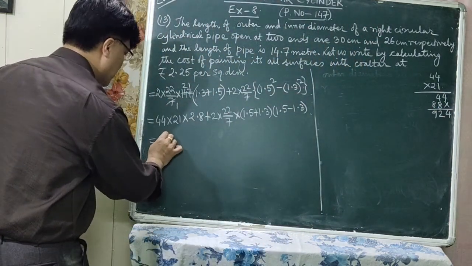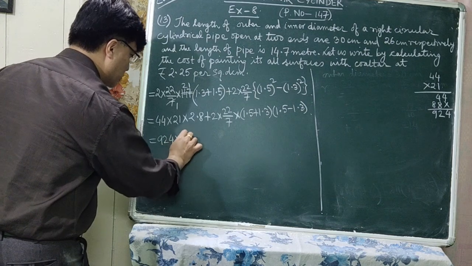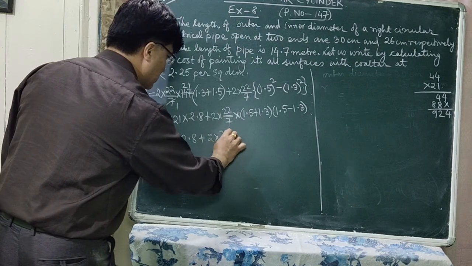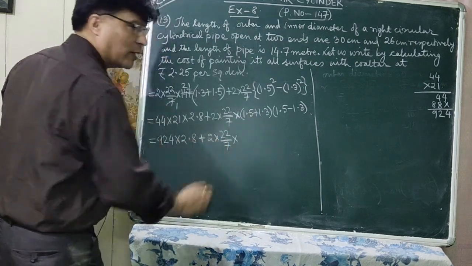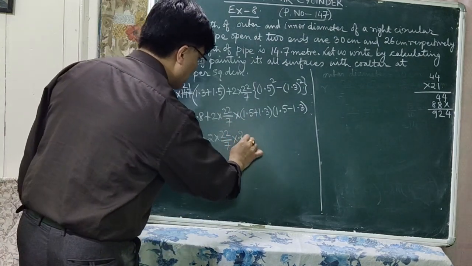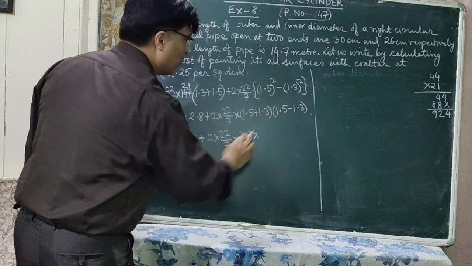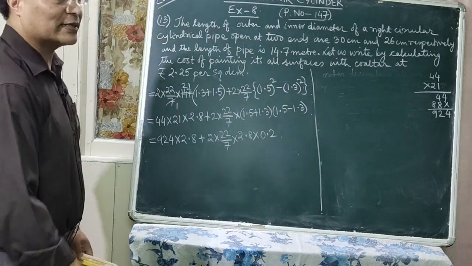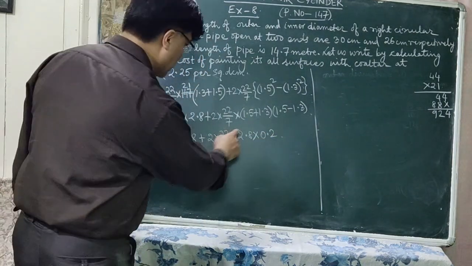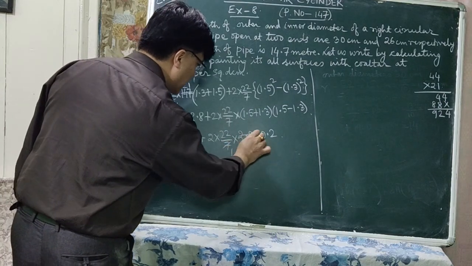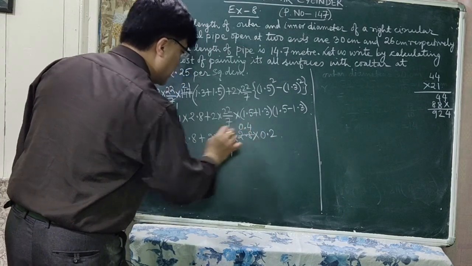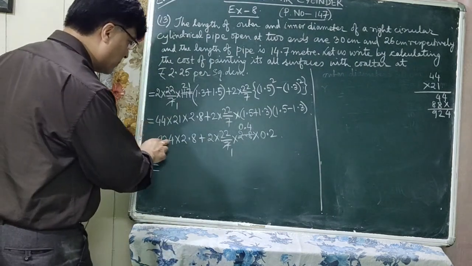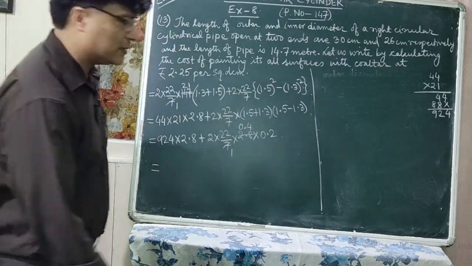So here you write 924 into 2.8 plus 2 into 22 by 7 into what is 1.5 plus 1.3? It is 2.8 into 1.5 minus 1.3, that is 0.2. Is that clear? So here you can cancel this. 7 ones are 7. 0.2 into 4s are 28. Okay. So which is equal to, now again you have to multiply this 924 into 2.8.